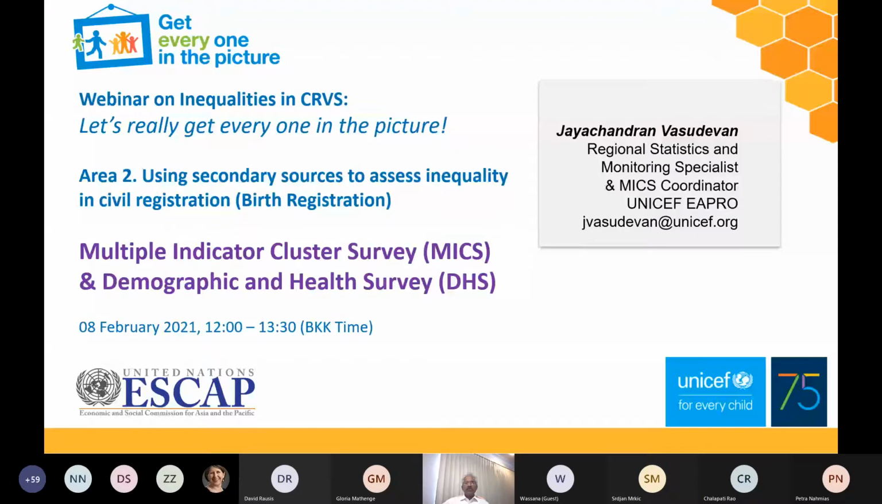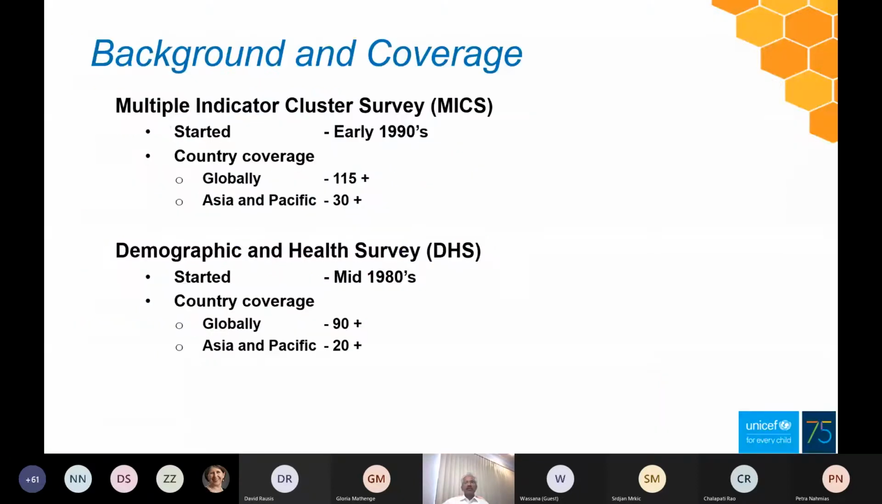Okay, when it comes to background and coverage of the multiple indicator cluster surveys and demographic health surveys, the MICS, in short, that is multiple indicator cluster surveys, started in the early 1990s, initiated by UNICEF. It started to measure the progress of the CRC, to set a baseline and to track the progress. And globally, 115 countries have conducted MICS so far. And when it comes to the Asia Pacific region, more than 30 countries. And the same statistics are below for the DHS as well.